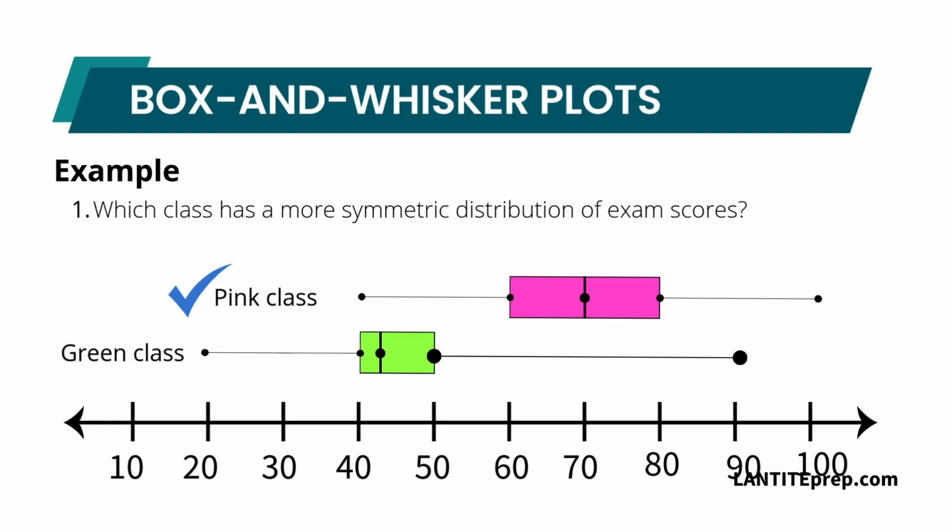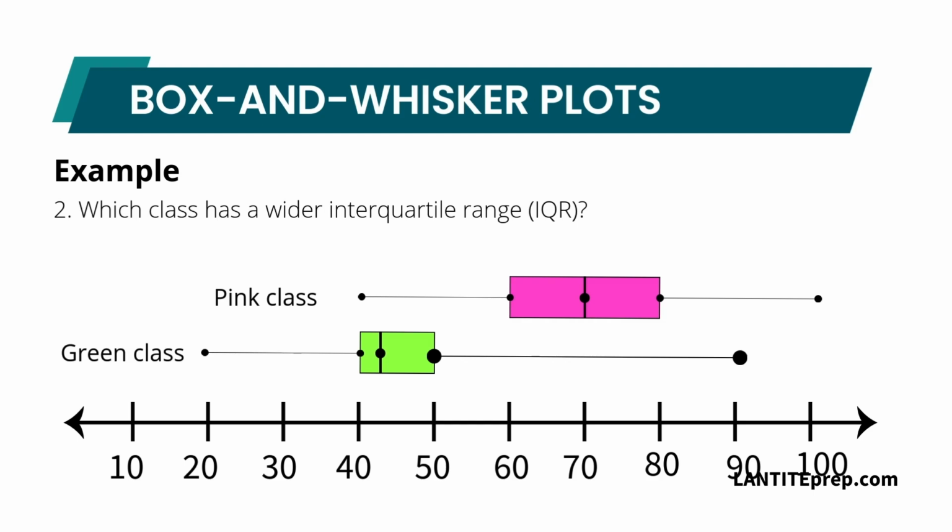Second question. Which class has the wider interquartile range? Again, take a moment, gather your answer, and come back when you're ready for the solution. Alright, remember that we calculate the IQR by taking the difference between the third quartile and the first quartile. In this case, the larger IQR will come from the box that is longest, which will again be the pink class.